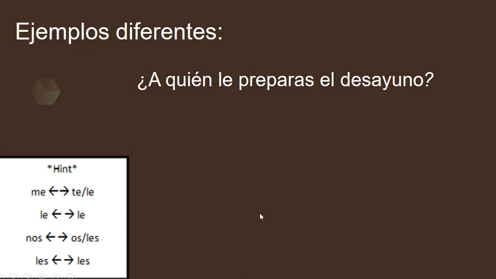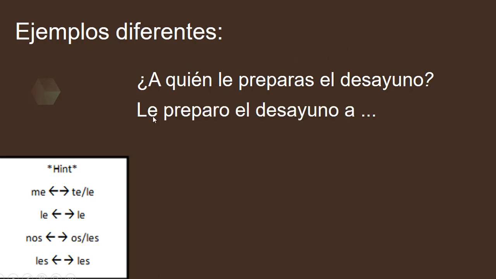¿A quién le preparas el desayuno? Who do you prepare breakfast for? ¿A quién? When it's a quién, it's like who. And if it's a who, you need the le because you don't know who you're talking about. So who, one person, who do you prepare breakfast for? Le preparo el desayuno. I prepare breakfast for whom? If it's one person, use the le. So, le preparo el desayuno a mi amiga, a mi madre, a María.